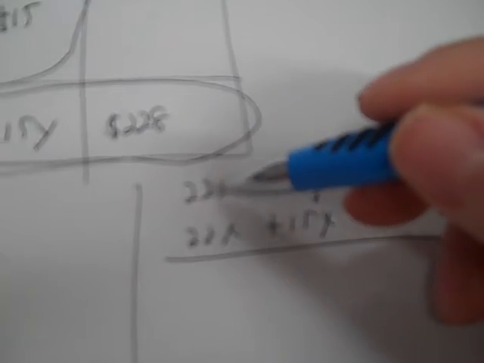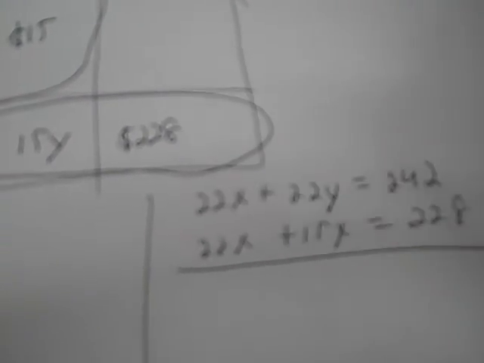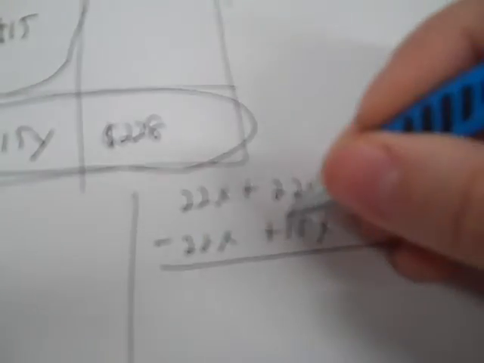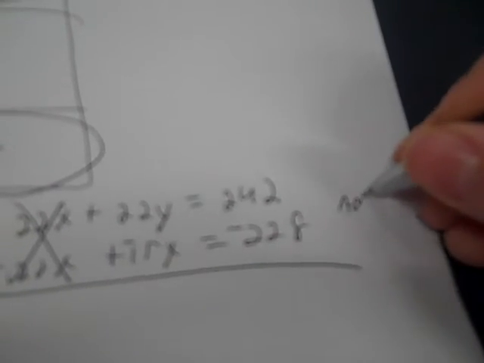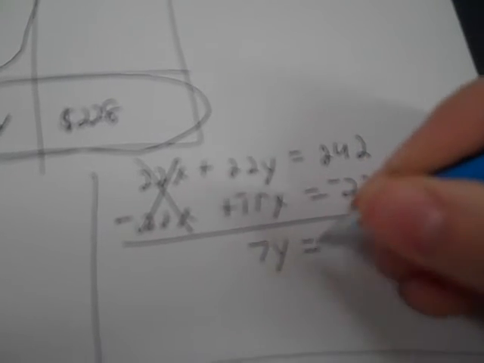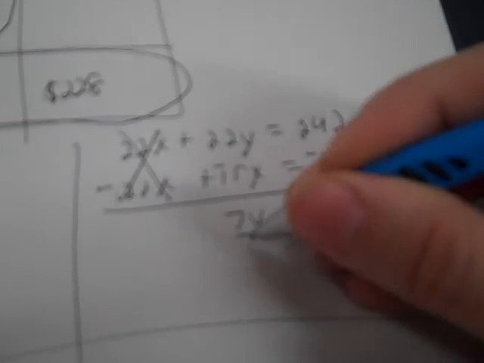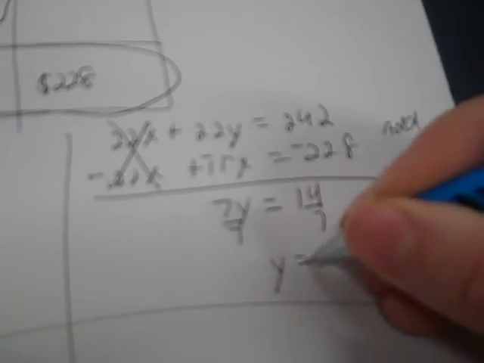Okay, then the bottom, 22x plus 15y equals 228. And now, since these x's right here are not opposite signs, we need to make the bottoms all negative. So negative, negative, negative. So these will cancel out, and then 22 plus, remember you're always adding. 22 plus negative 15 is 7y. 242 plus negative 228 is 14. And then I divide by 7, and I get 2.